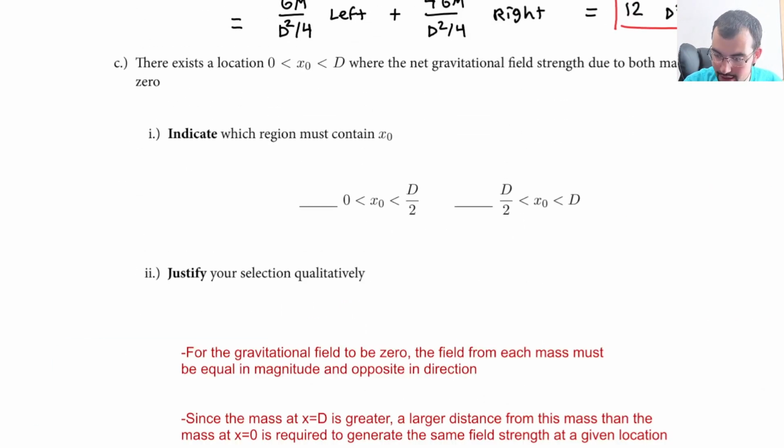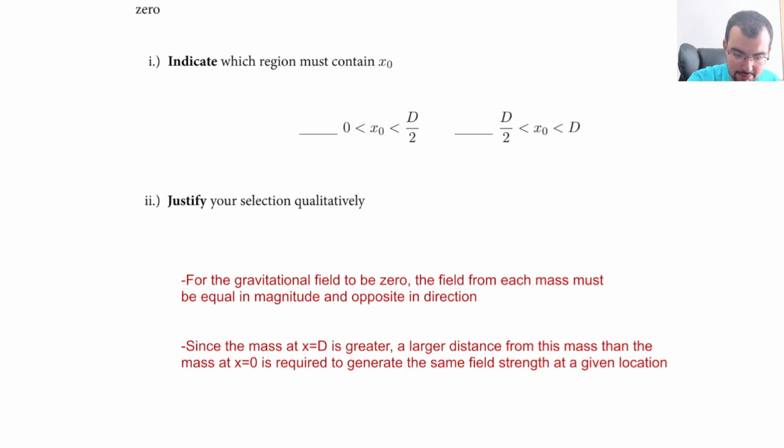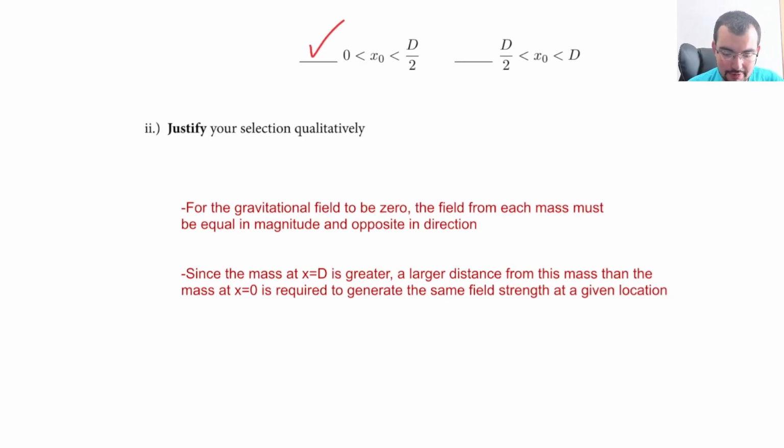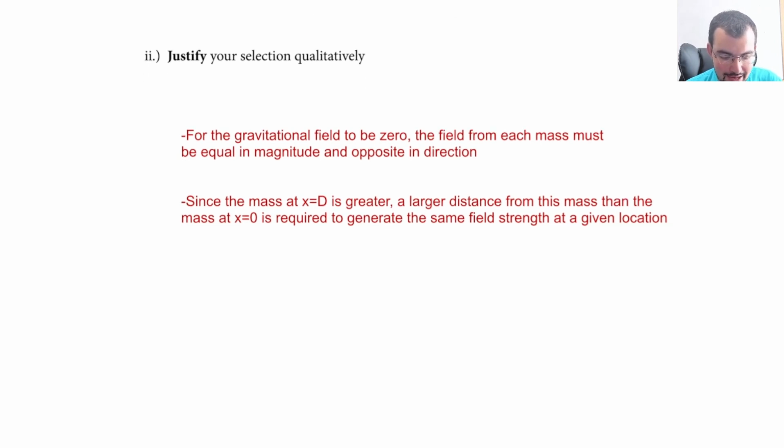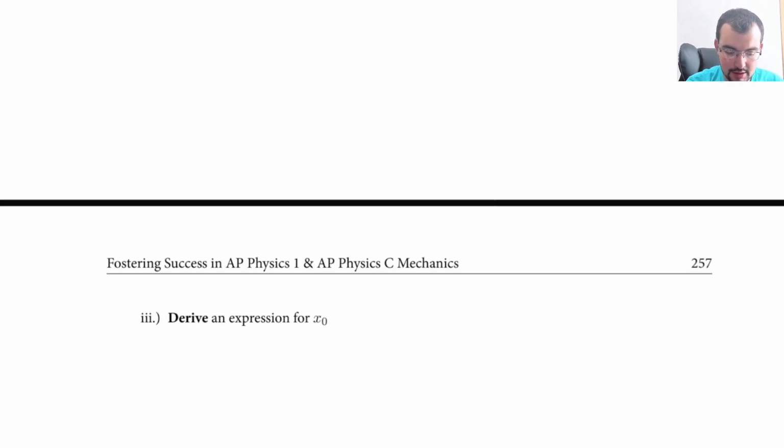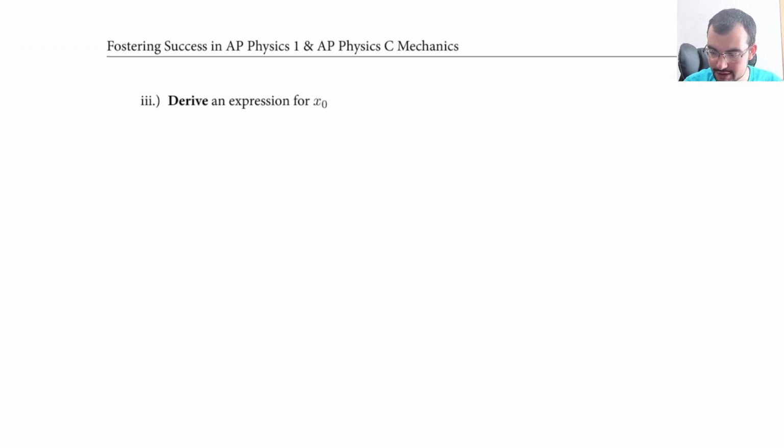So in a lot simpler language, here's my answer. For the gravitational field to be 0, the field from each mass must be equal in magnitude and opposite in direction. Since the mass at x equals d is greater, a larger distance is required from this mass to account for that, right? The numerator gets bigger, so you've got to make the denominator bigger to compensate to get the same field. All right, let's figure out where that field is.